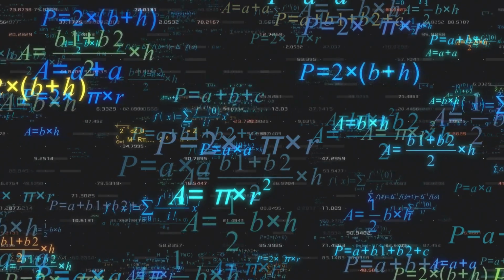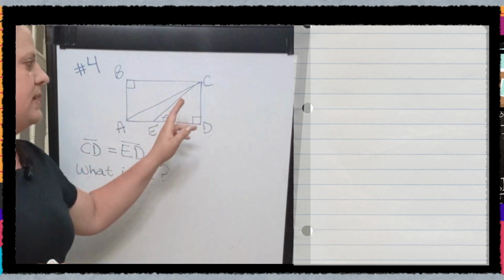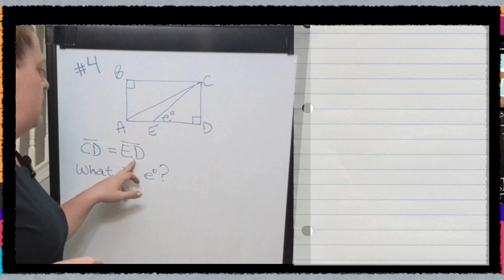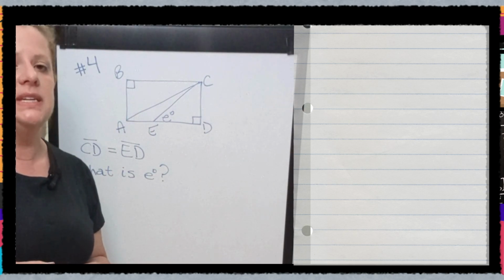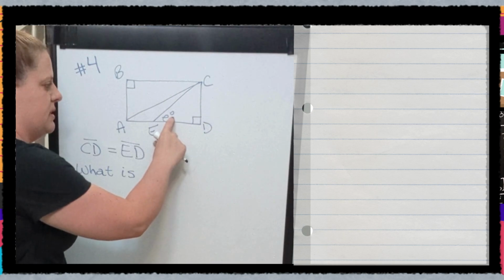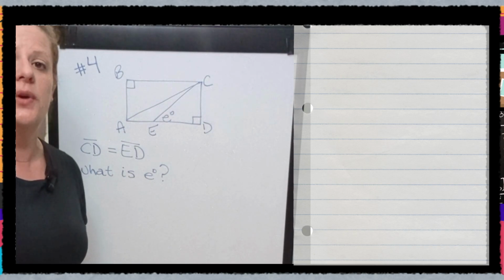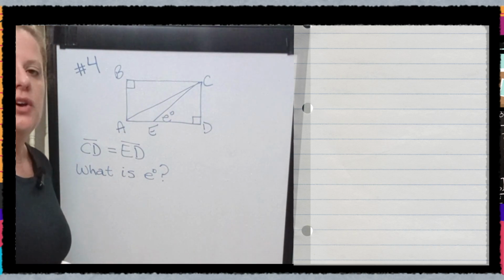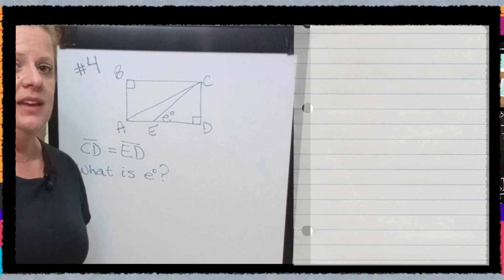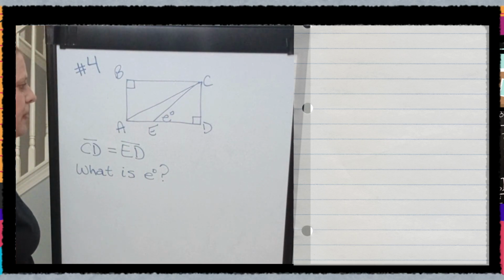Number 4, in the figure above, ABCD is a rectangle, and CD is congruent or equal to ED. So they want to know what is E degrees, and this is your E. This is the exact same problem that you have on your work. But what I need you to do is actually show me your process. I'm going to give you a hint and then let you go from there. Okay, but I want to try to see your thinking.